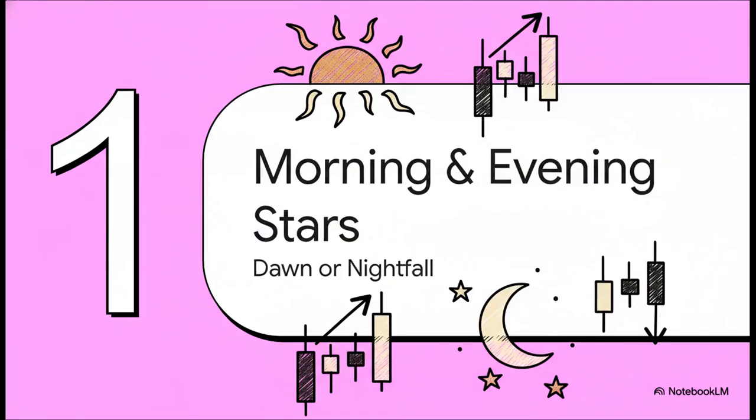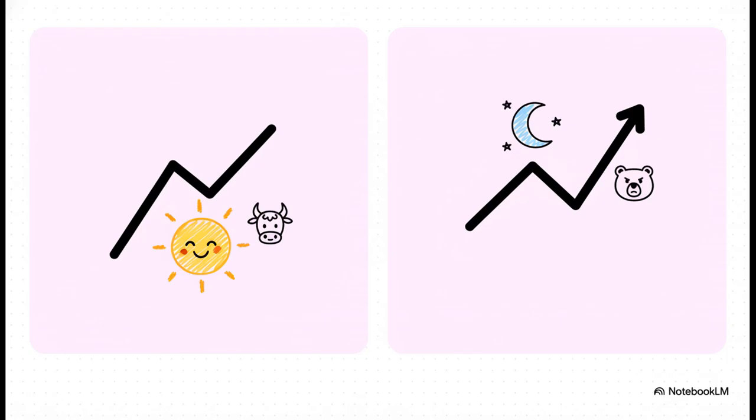First up, we've got two of the absolute classics in the trading playbook, the Morning Star and the Evening Star. And I love the names because they perfectly describe what these patterns are trying to tell us. Either the sun is rising on a new uptrend or night is falling on the current one. The most important thing to get here is that they are total opposites. The Morning Star is our bullish hero, right? It signals that the buyers are about to take charge. It shows up at the bottom of a downtrend and hints at a reversal upwards.